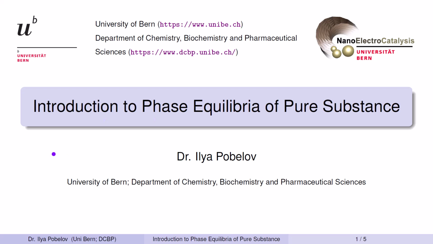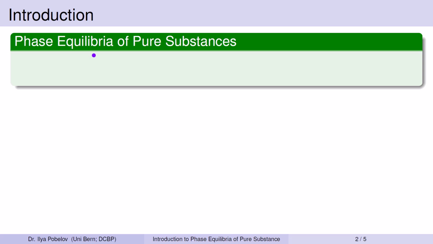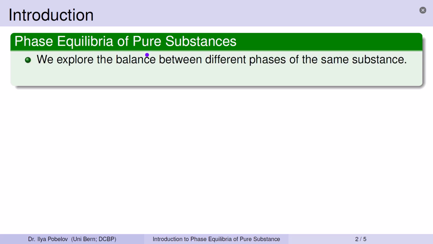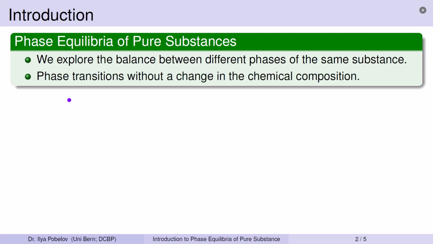With this module, we are starting a new topic of chemical thermodynamics, focusing on phase equilibria, phase transitions, and phase diagrams of pure substances. When we talk about phase equilibria of pure substances, we essentially explore the balance between different states or phases of the same substance. Imagine ice melting into water or water evaporating into steam. These are instances of phase transitions without a change in the chemical composition of the substance.